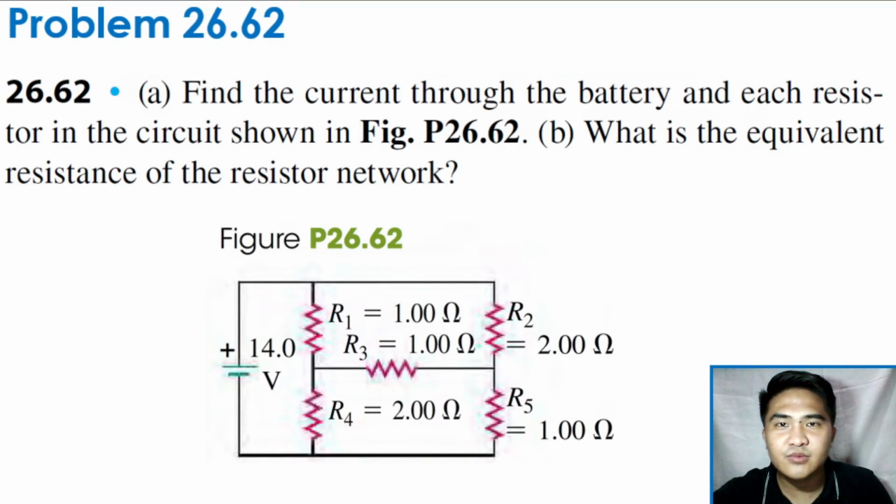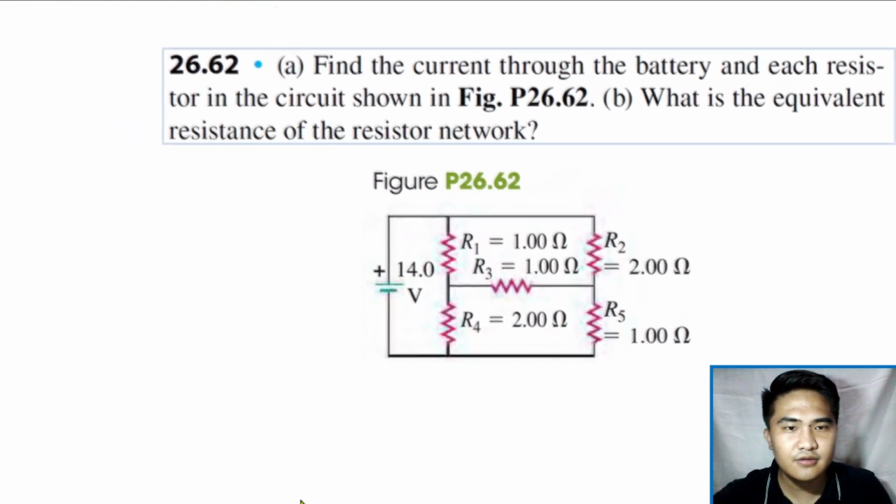Next problem, problem 26.62. Find the current through the battery and each resistor in the circuit. What is the equivalent resistance of the resistor network? To solve this, we will use Kirchhoff's rules.